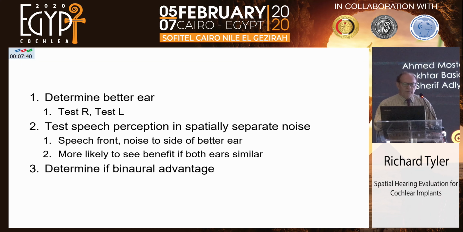So the first step is to test the right ear and test the left ear, one at a time, and then test speech perception in spatially separate noise, with speech from the front and noise on the side of the better hearing ear. Putting noise on the side of the better hearing ear makes the two ears more similar and increases the likelihood that there will be a binaural advantage, if there is a binaural advantage.